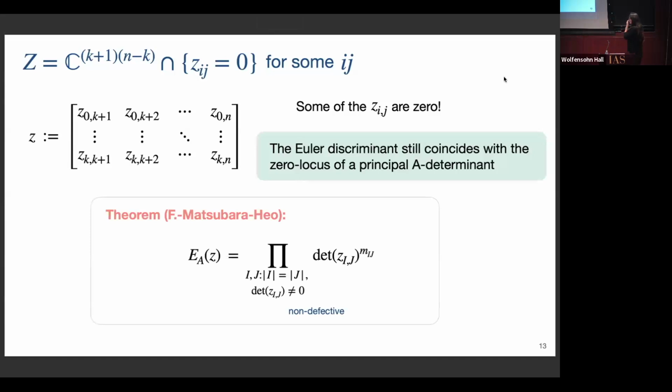The first result is that this product of determinants also holds in this case. The only thing I need to pay attention to is that some determinants will identically vanish, and these will be discarded. These correspond to the non-defective faces that I mentioned before, the cases in which the discriminants project to higher codimension. And multiplicities I'll tell you at the end of the talk.